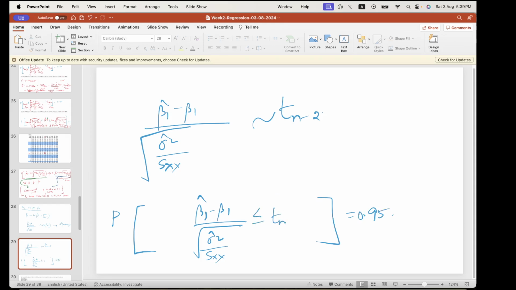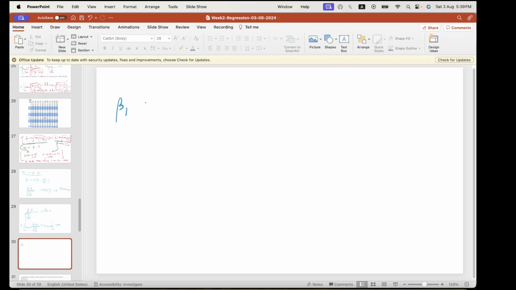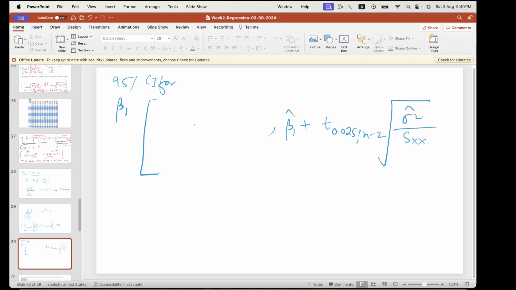So this should lie between t n minus 2, 0.025, and minus t n minus 2, 0.025. Then if we rearrange, what do we find? The 95% confidence interval for beta 1, if you rearrange, you would get something like this: beta 1 hat plus t 0.025 n minus 2 into root of sigma square hat by sxx, and beta 1 hat minus t 0.025 n minus 2 root of sigma square hat by sxx.